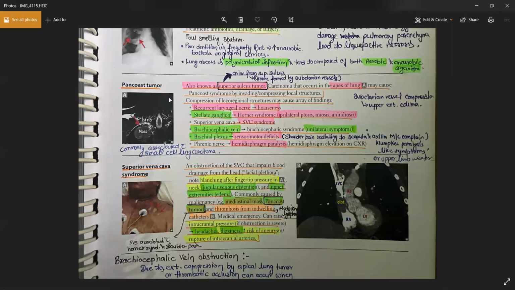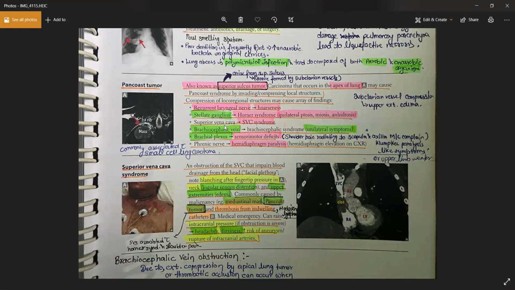So this can cause compression of the recurrent laryngeal nerve, which can cause hoarseness. It can compress the stellate ganglion. If you remember from Horner syndrome, it can cause Horner syndrome. You will have ptosis, miosis, anhidrosis. Sometimes they are seen, sometimes not. Most often when they give you a case of a patient, it will mostly be ptosis and miosis, and looking at only these two symptoms, you will have to find whether the patient has Horner syndrome or not.